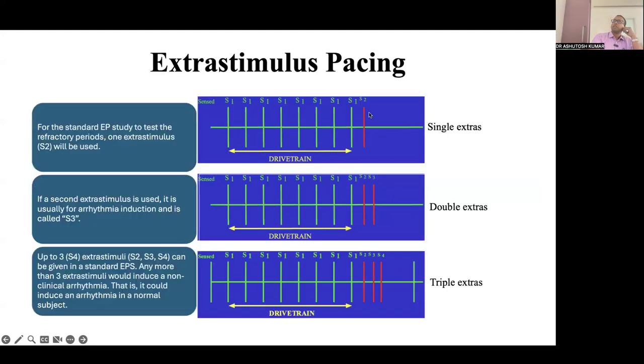So extra S1 for EP study, knowing the refractory period. So different cycle. This is one extra, double extra, and triple extra.